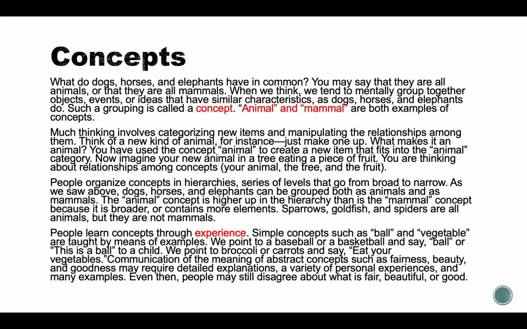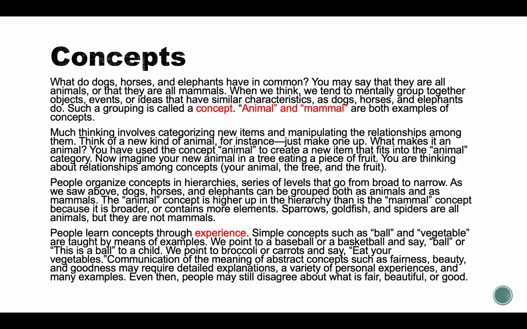People organize concepts into hierarchies, series of levels that go from broad to narrow. And as we saw above, the dogs and the horses and the elephants can be grouped as both animals and mammals. The animal concept is higher up in the hierarchy than the mammal concept because it is broader or contains more elements. People learn concepts through experience, and some concepts, such as a ball or a vegetable, are taught by means of examples.